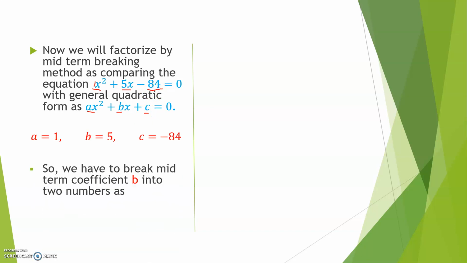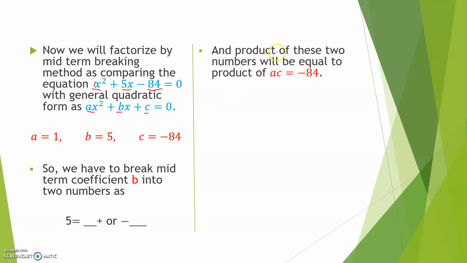Now we have to break the midterm coefficient, that is b, into two numbers. Here you can see that b is equal to 5. So 5 can be broken into two numbers such that if we add or subtract these two numbers, it will be equal to 5. The second condition is that the product of these two numbers that we have chosen will be equal to the product of AC, that is equal to minus 84.